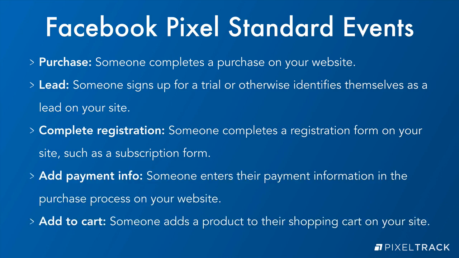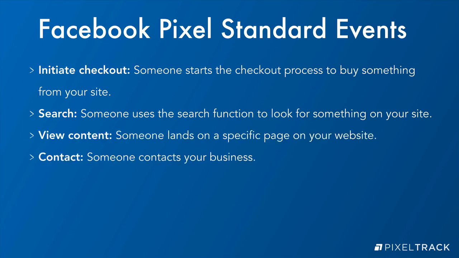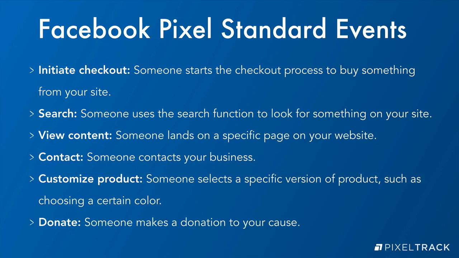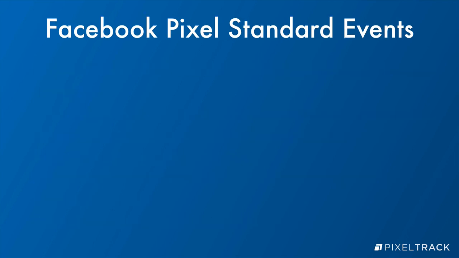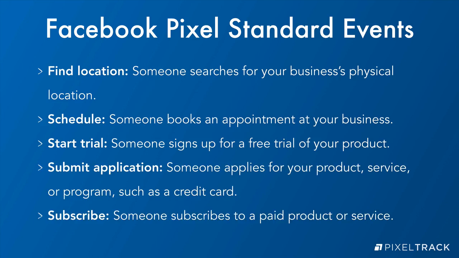All these are standard events, and if you search for Facebook Pixel standard events, you will be able to find all of this. This is just for a little bit of clarity on the different kinds of events that happen on your site. And once these events happen on your site, you will be able to see inside your Facebook Analytics account the number of events for each of these particular events. A few more events. You have checkout, you have search, you have view content, you have contact, you have customize product, you have donate, then you have find location, schedule, start trial, submit application, subscribe.